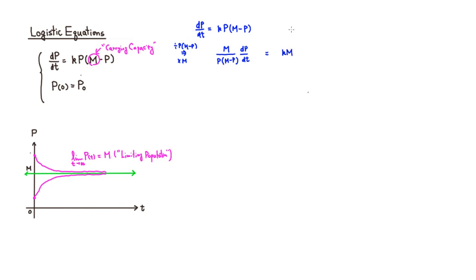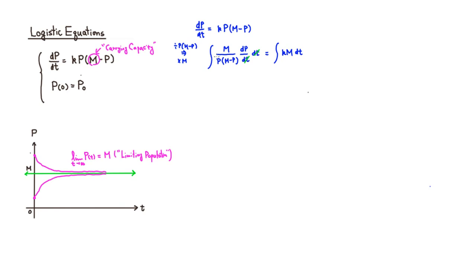Then once you've done that, we want to take the antiderivative of both sides. So you're going to take the antiderivative here with respect to t. So we're going to have an integral sign with dt there. Then we can cancel dt here and dt there.